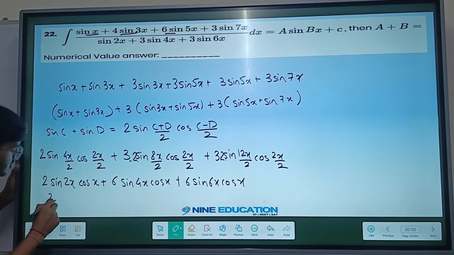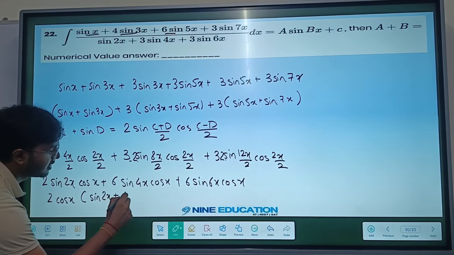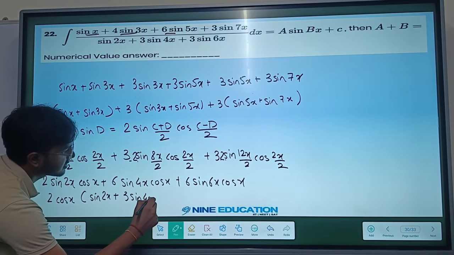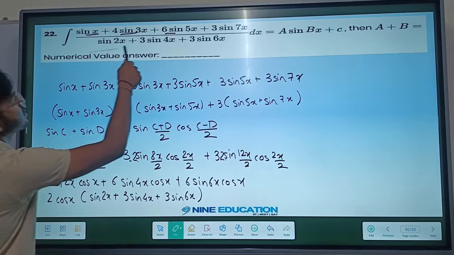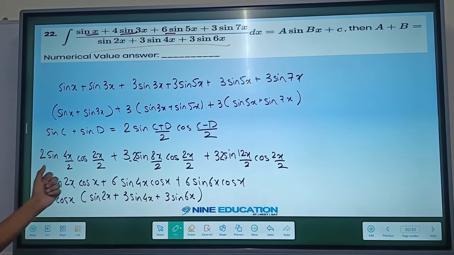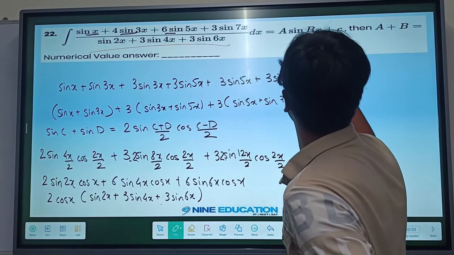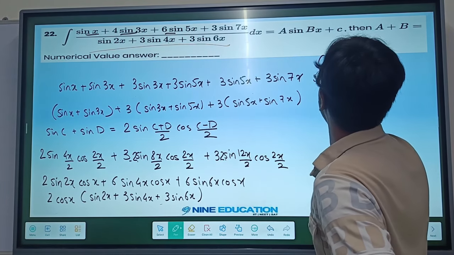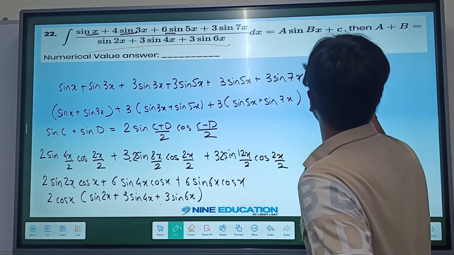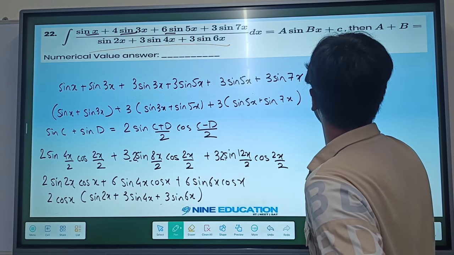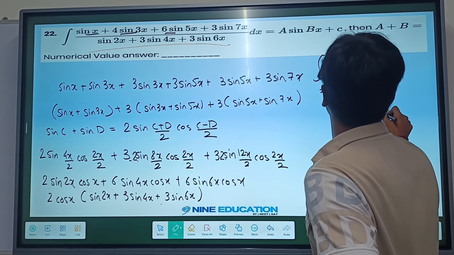From this, if I take 2 cos x common, what do I get? sin 2x plus 3 sin 4x plus 3 sin 6x. Is it looking like something? It is the same as the denominator. So what will the numerator upon denominator be? This whole part will get cancelled out. So what remains is just 2 cos x dx, and the integration of 2 cos x is sin x. So 2 sin x. So a value is 2, b value is 1, 2 plus 1, 3.